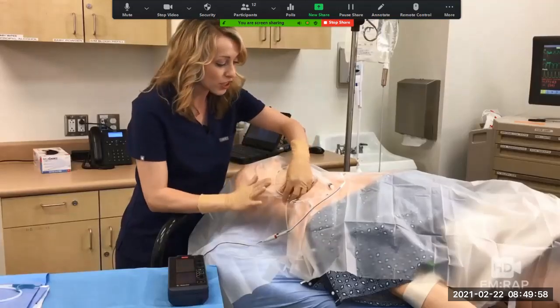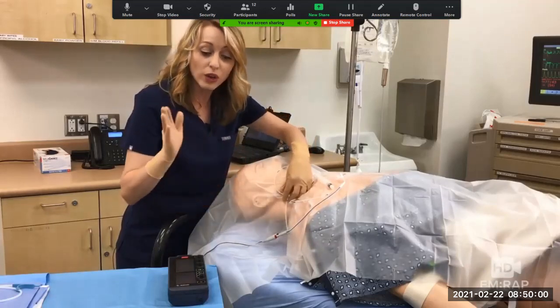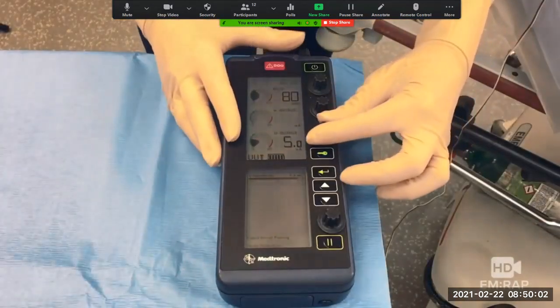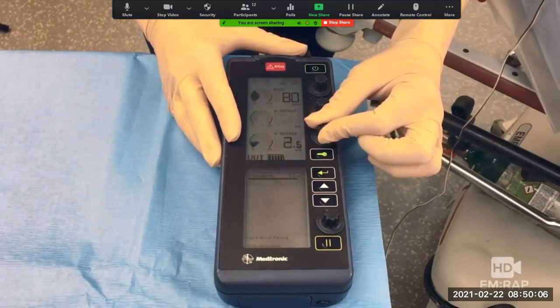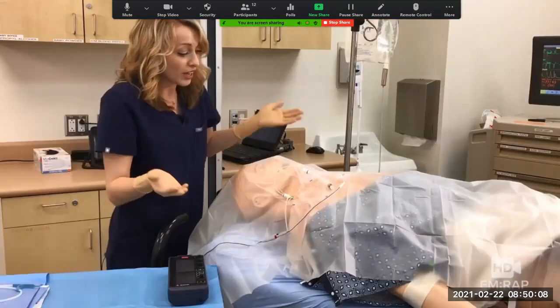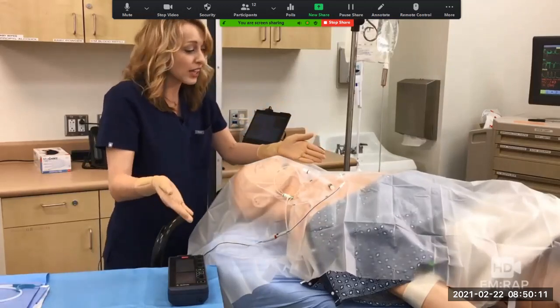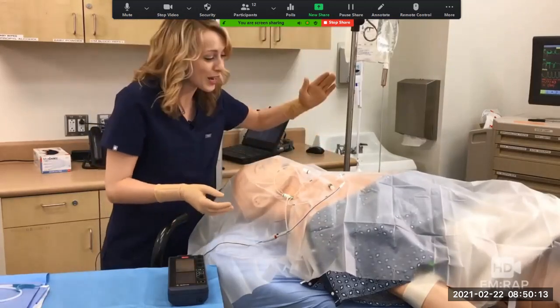So I like the positioning of where this is, and now we're going to adjust the pacing generator just to turn down that output until we barely lose capture, and then turn it back up again. Okay, so I like the position. I'm getting good capture. I have confirmation on my cardiac monitor.